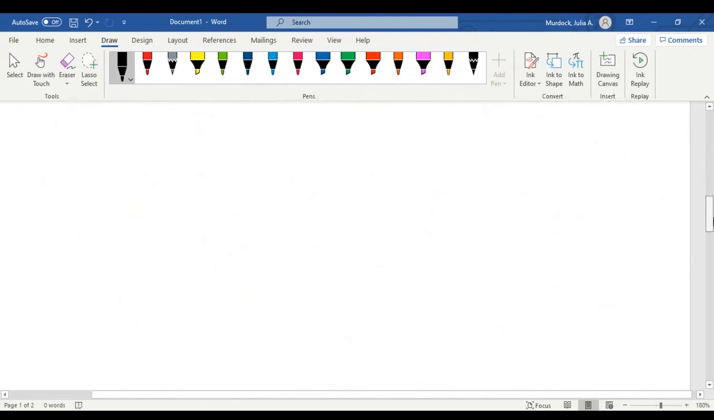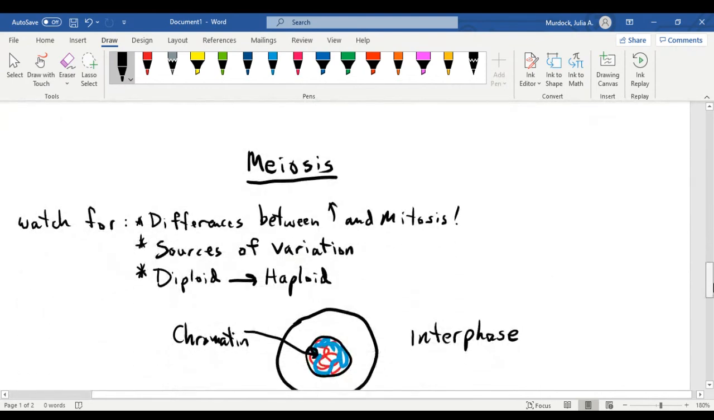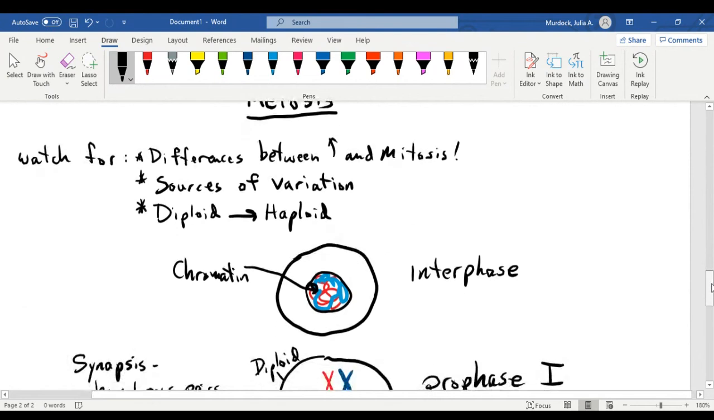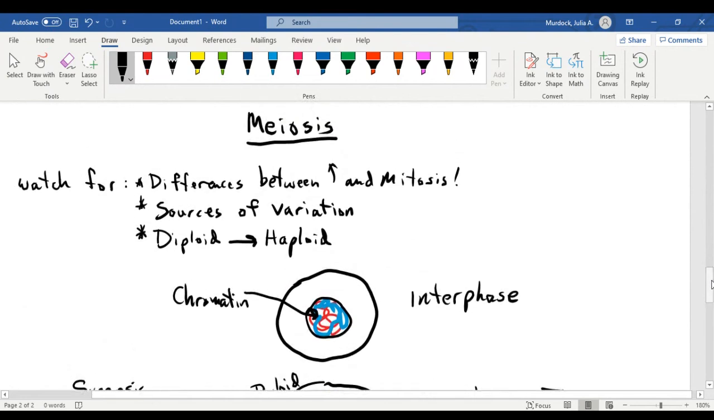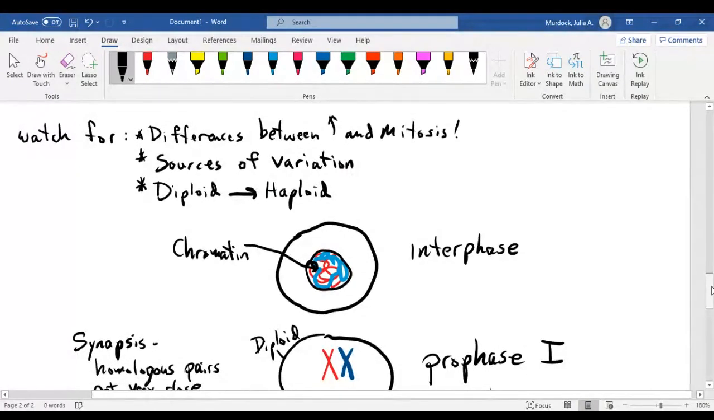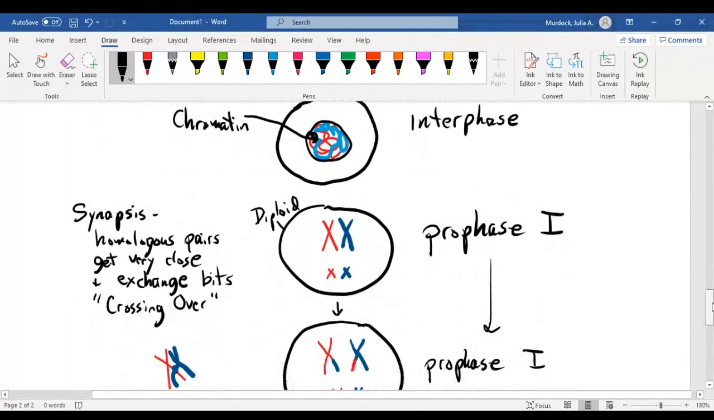Okay, so starting at the top, I'll just go back through it again. Meiosis, differences between meiosis and mitosis. It's the way the chromosomes line up along the first metaphase. It's the biggest difference. That and the sources of variation. And the fact that it goes from diploid to haploid. In mitosis, none of those things happen. So remember that we have interphase, and then they coil up, and in prophase I, you have a couple big events that happen. And these are the sources of variation.